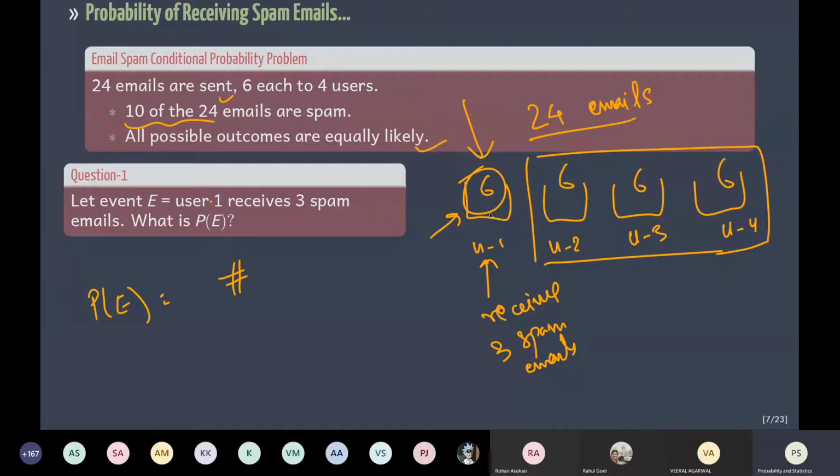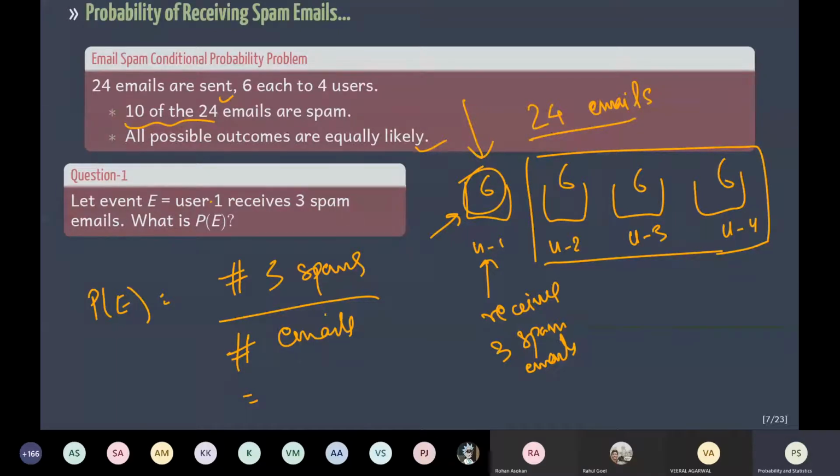like the 3 spam emails come. Okay, so 3 spams, and the number of ways user 1 receives emails, number of emails. Number of ways the user 1 receives emails, right? So this will be how much?